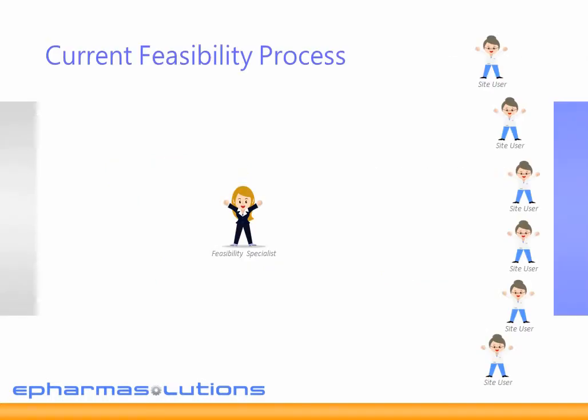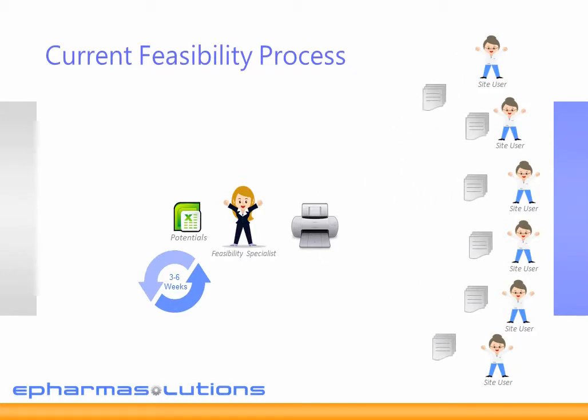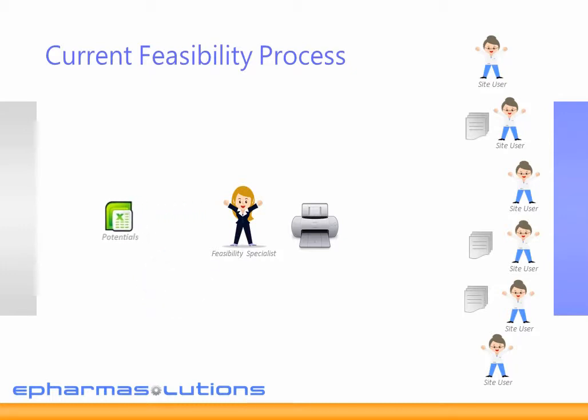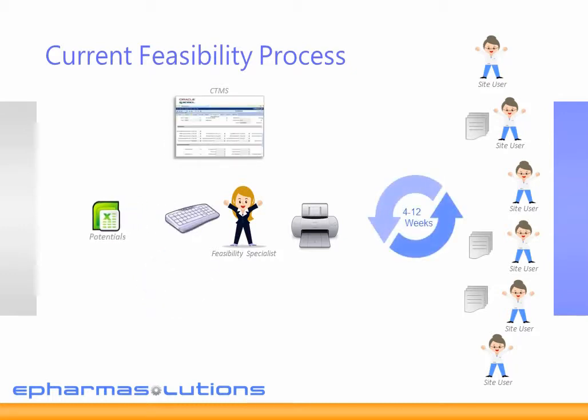In the current feasibility process, potential sites are pulled from a variety of sources and then entered into a potential shortlist. Surveys are developed by the study team, and this site identification and survey development process typically takes 3 to 6 weeks or more. Surveys are then typically faxed or emailed to the sites for completion, and if you're lucky, 20 to 30% of the sites will fax those surveys back to the study team, who will then need to data enter the responses into the shortlist and then enter them into the CTMS for consideration and possible pre-study visit. Clearly still a manual and time-consuming process for study teams and for sites.